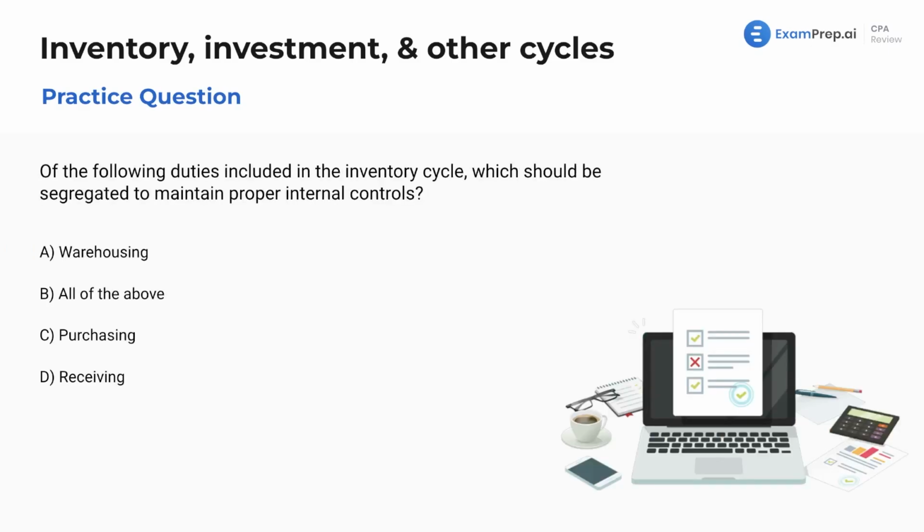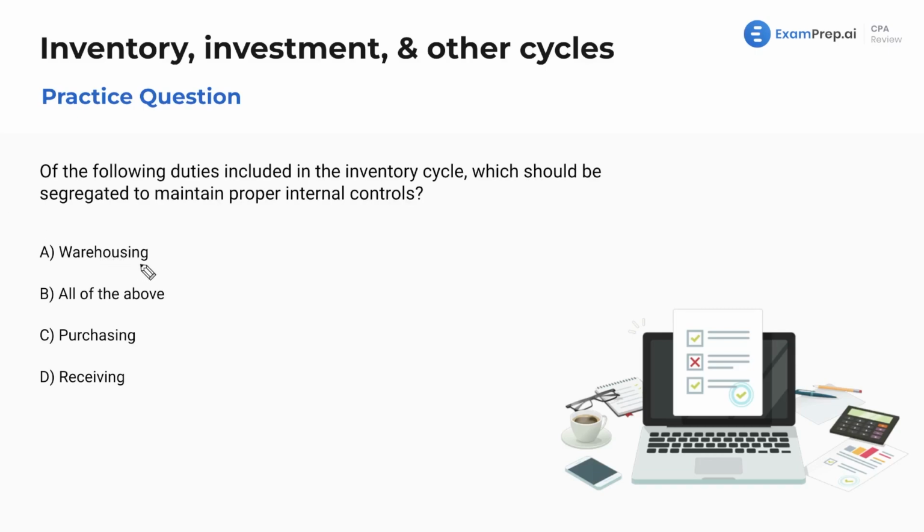Last question here. Of the following duties included in the inventory cycle, which should be segregated to maintain proper internal controls? Remember, we've got record keeping, authorization, and custody. That is something I would think of initially whenever we're looking at proper segregation of duties, internal controls. And let's think about this.